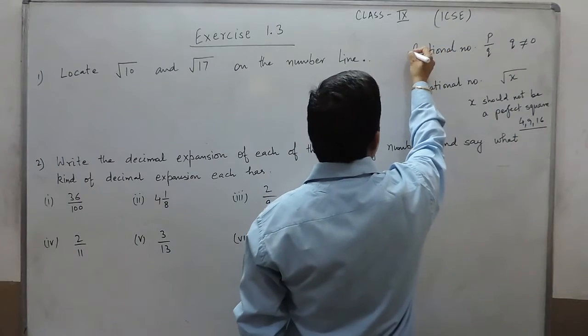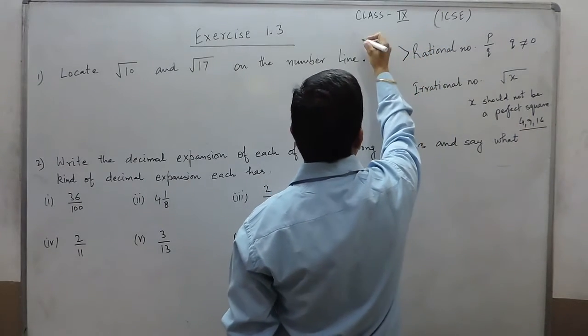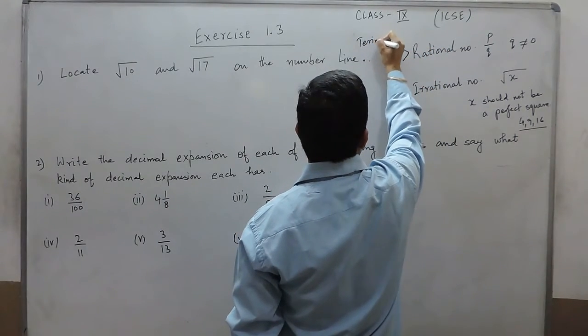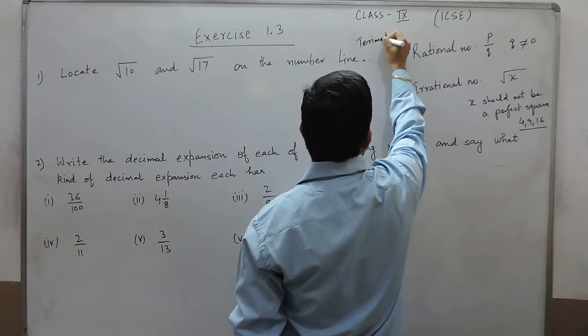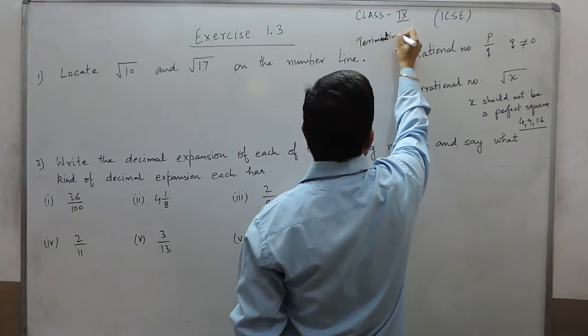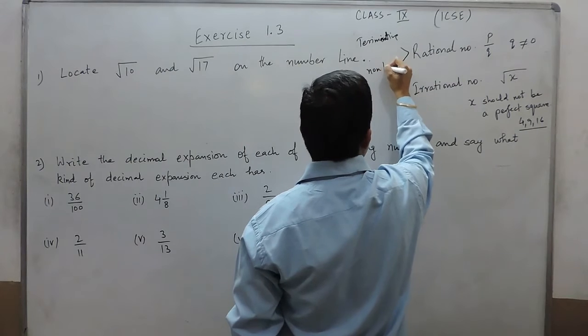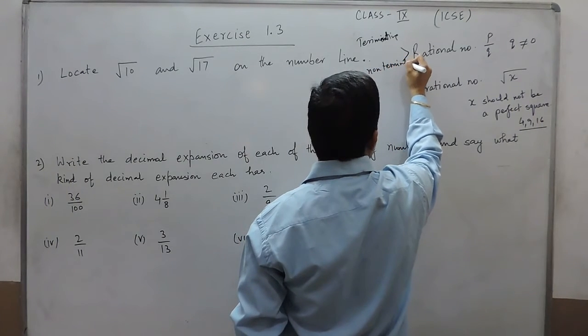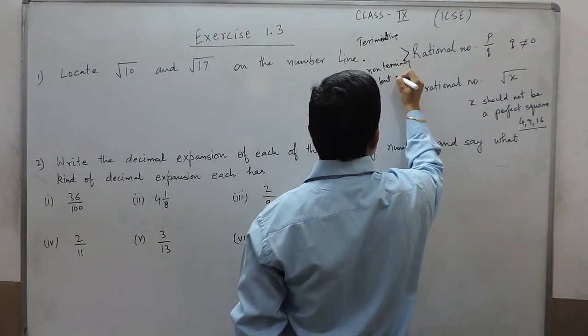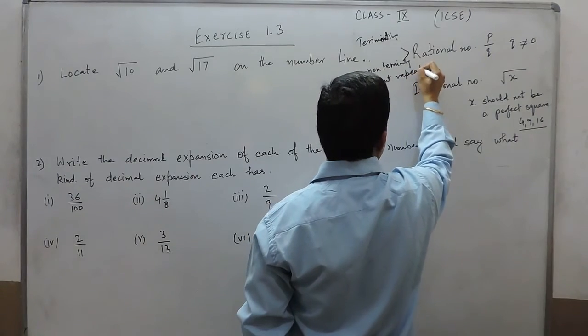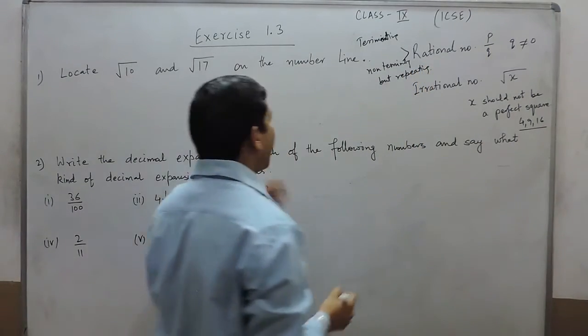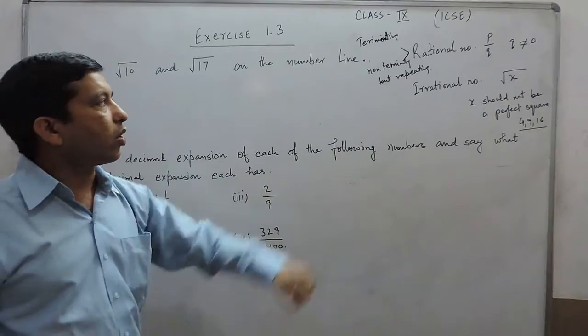Rational numbers have two different kinds of format. One is terminating and the other is non-terminating but repeating decimal. Now this complete exercise is based on this logic.